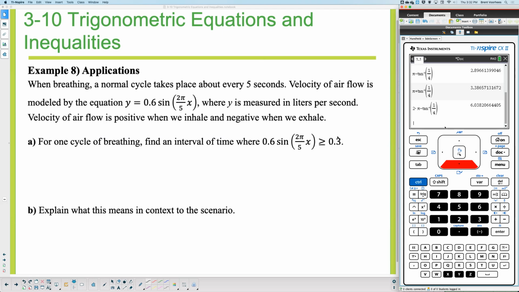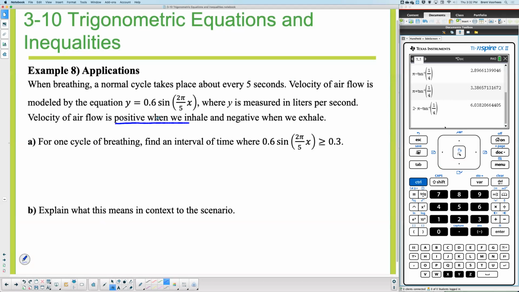So this means we're inhaling, because positive means we're inhaling. We're inhaling 0.3. Let me go ahead and mark this. We're inhaling 0.3 liters per second. We want to know when we're at least 0.3 liters per second.